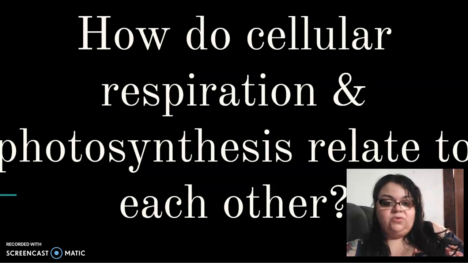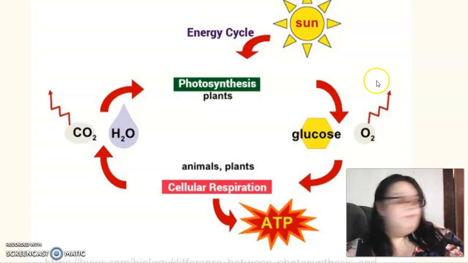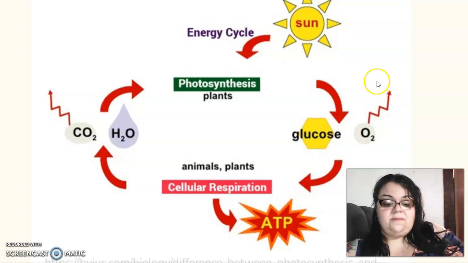So how do cellular respiration and photosynthesis relate to each other? And can cellular respiration or photosynthesis occur without the other? Photosynthesis converts carbon dioxide and water into oxygen and glucose. Photosynthesis makes the glucose that is used in cellular respiration to make ATP. Glucose is used as food by the plant, and oxygen is a byproduct.